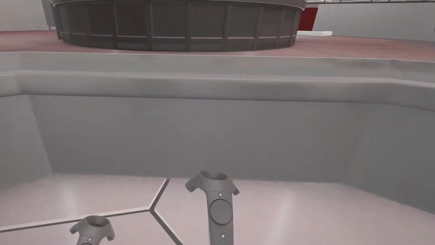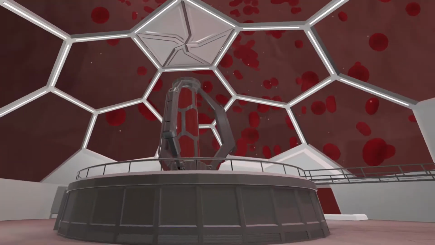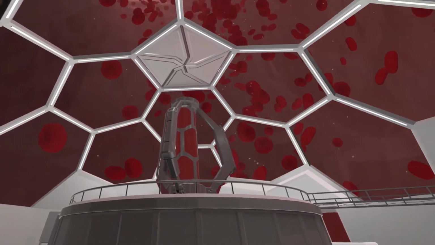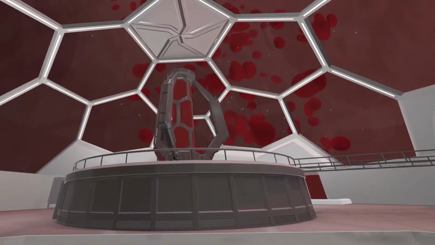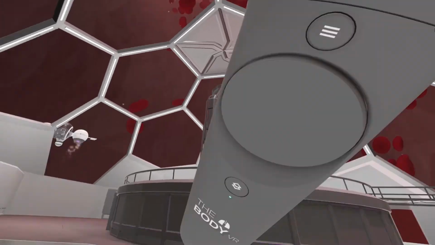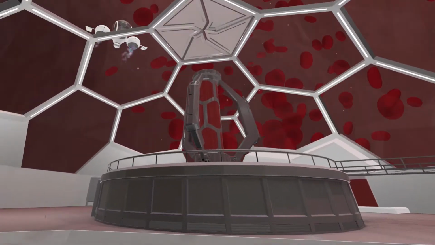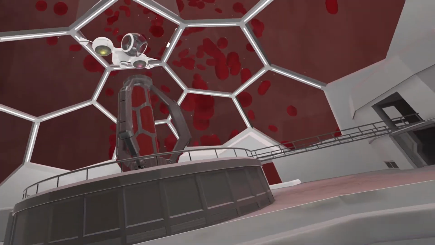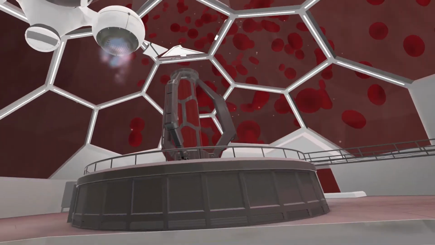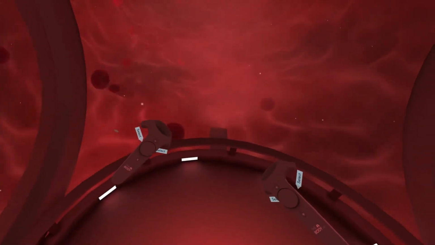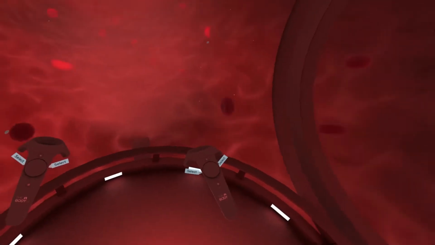Our journey begins here, inside a blood vessel, carrying blood from the heart. Let's take a closer look. We are currently inside an arteriole, a small strand in a network of blood vessels.